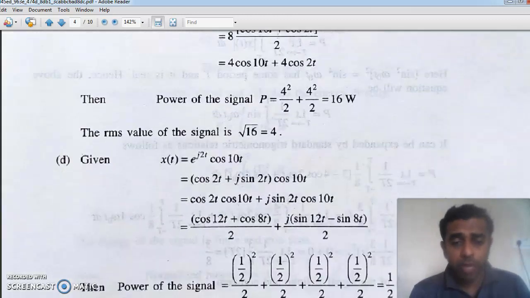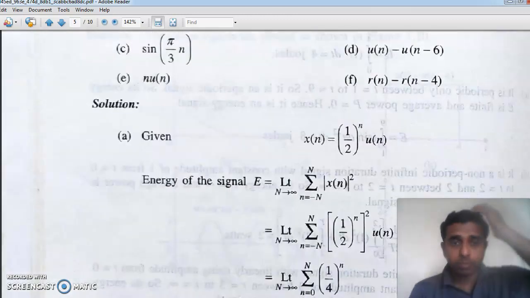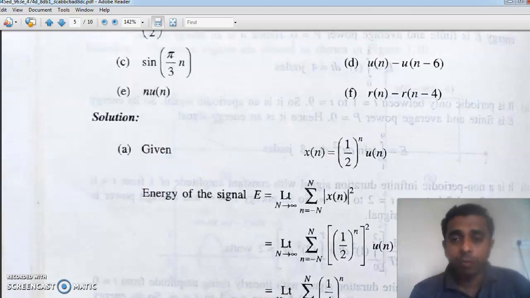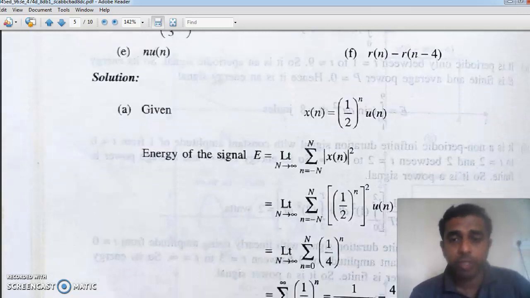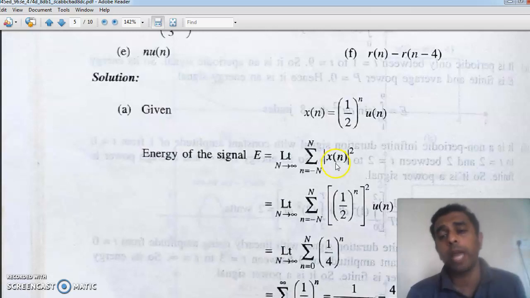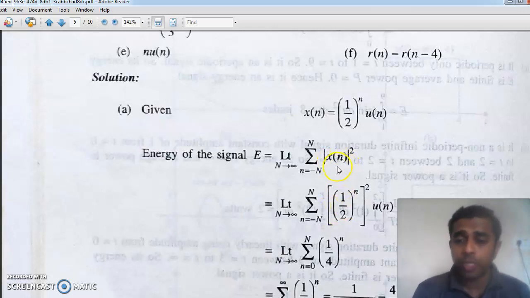Now we will move on to some other signals, that is, if you have a signal like x of n is equal to (1 by 2) the whole raised to n, u of n. By definition, energy is nothing but limit n tends to infinity, summation n going from minus N to plus N, the absolute square of x of n. You substitute x of n as (1 by 2) raised to n. Now if you take the 2 inside, this becomes (1 by 4) raised to n.